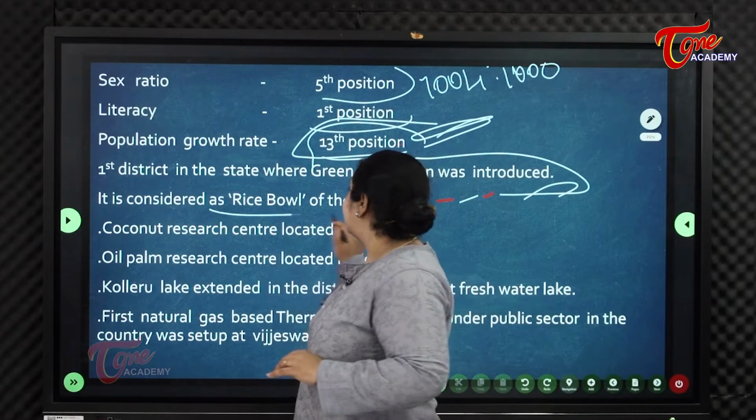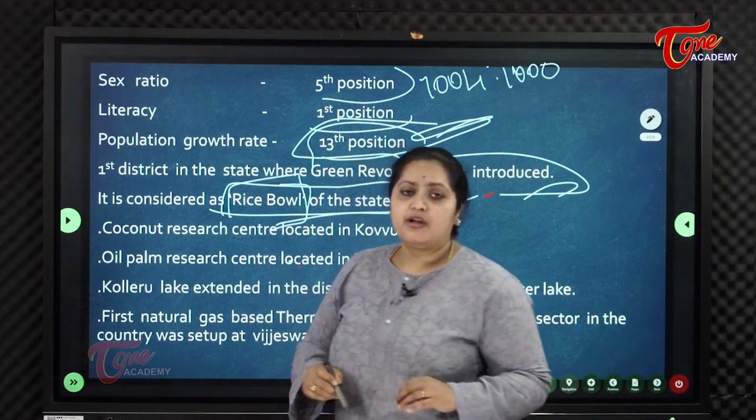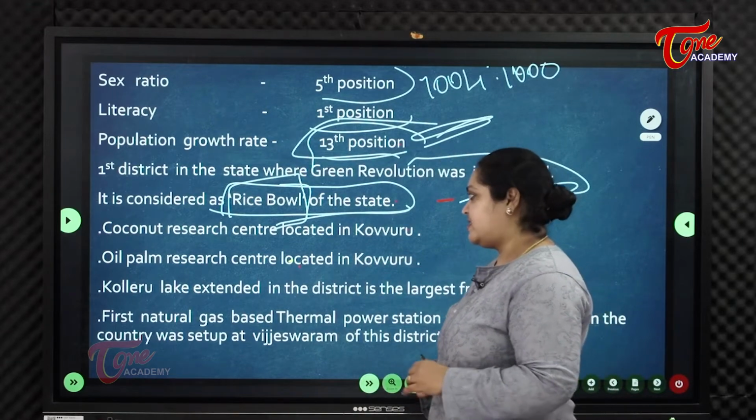So even it is considered, as we have seen, the rice bowl of Andhra Pradesh. So which district is called the rice bowl of Andhra Pradesh? That is West Godavari.